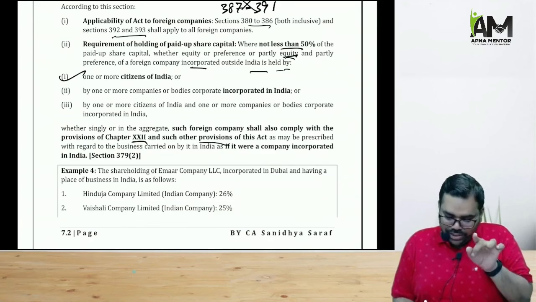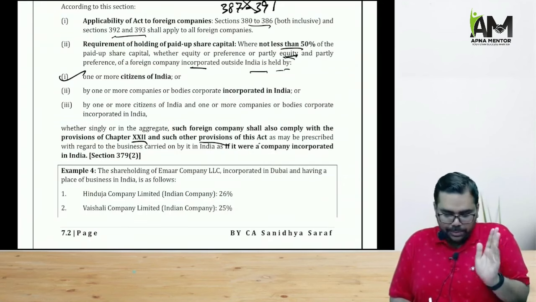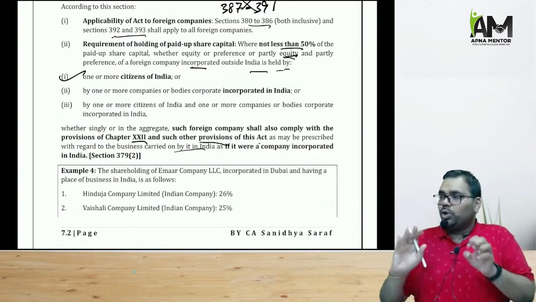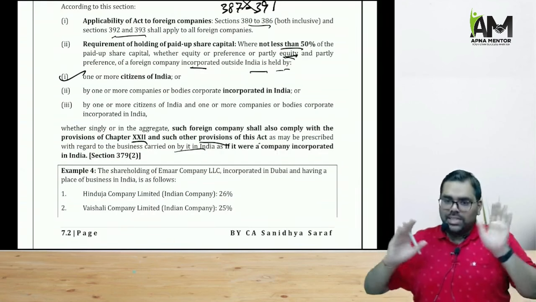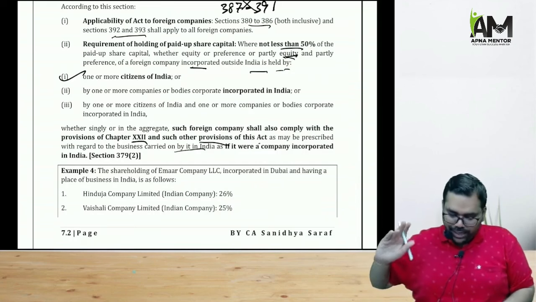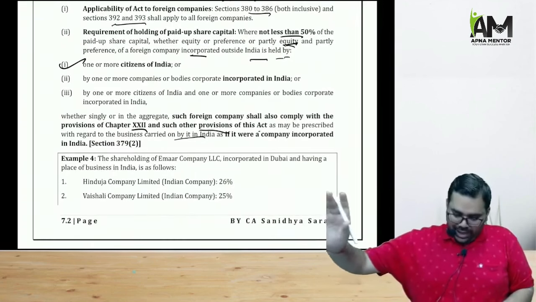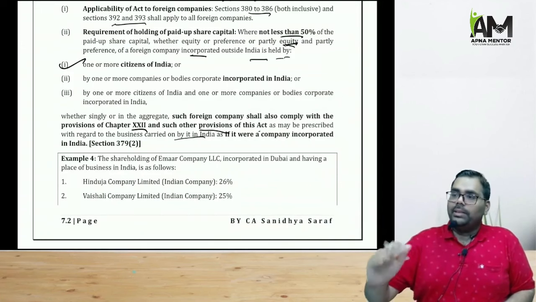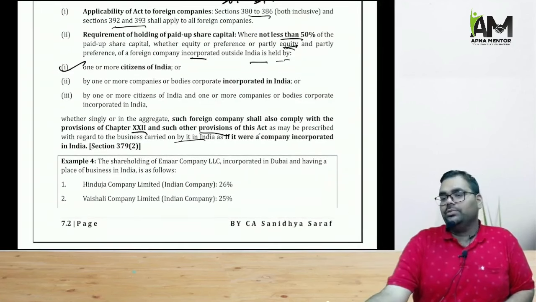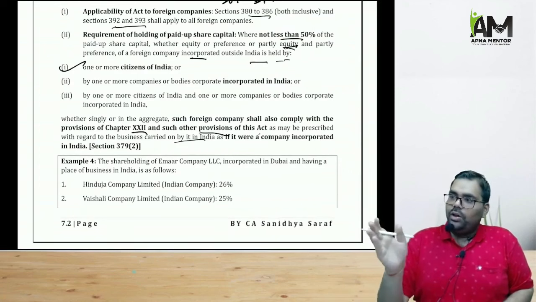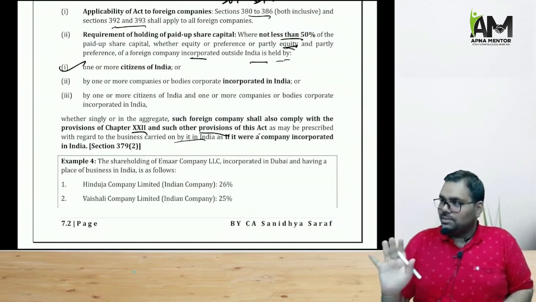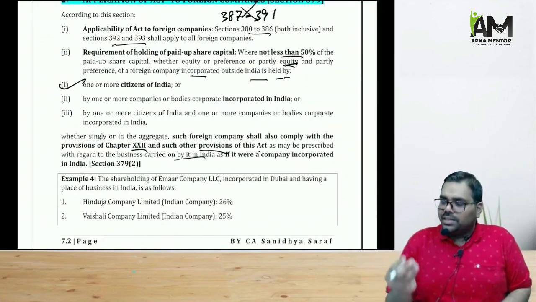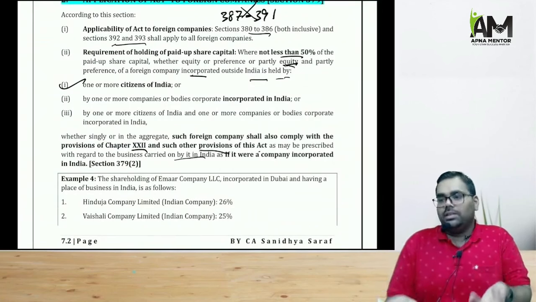And such other provisions of this Act as may be prescribed with regard to the business carried out by them in India. Whatever business they are doing in India, they will have to comply with all the other provisions as if it were a company incorporated in India. So normally the provisions an Indian company has to comply with, they will also have to comply with respect to their Indian business. Because what we are saying is that in that particular company, the majority of the shareholding is by Indians only.